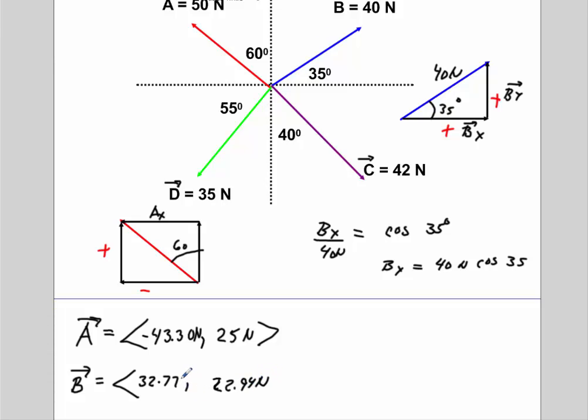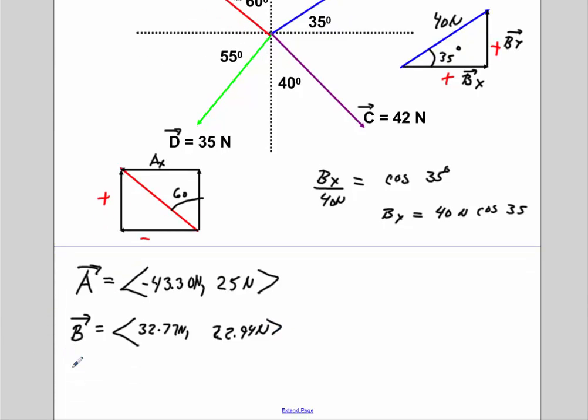Again, I should be putting the units in there. I'm a little careless about that. Okay, we go to C. Again, we're going to write that in component form.